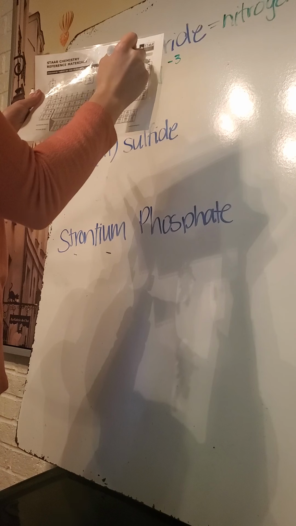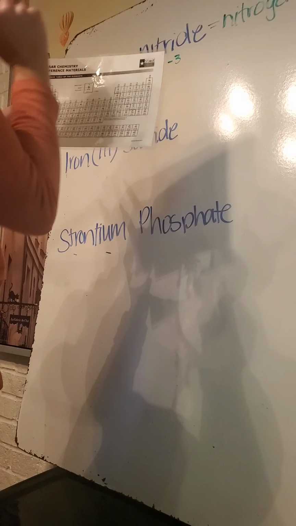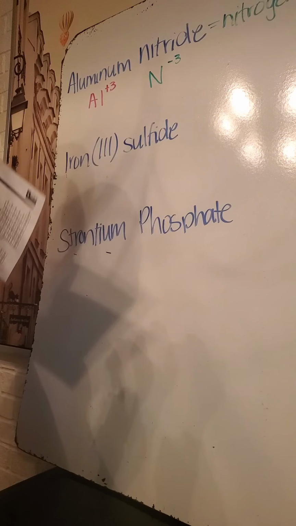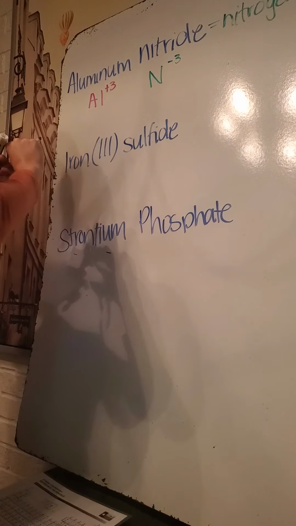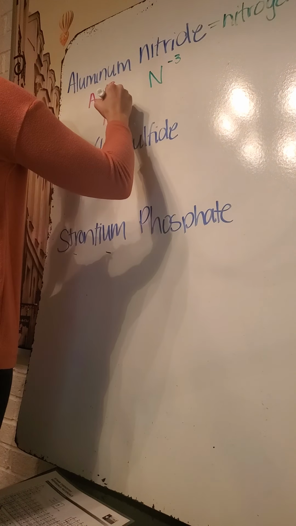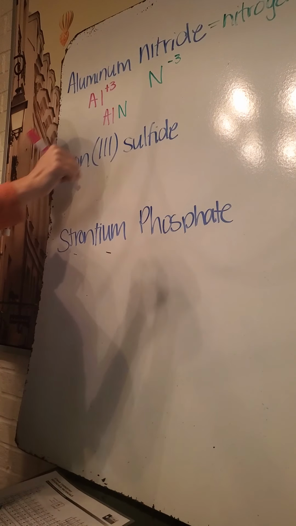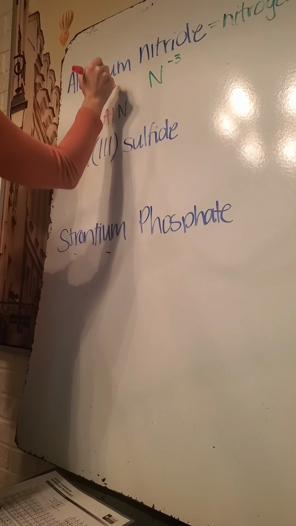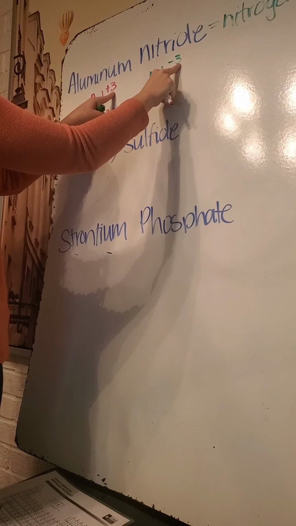Because here is our group 18. They have the full shell, so nitrogen needs 1, 2, 3 electrons to have that full valence shell. So now we're going to bring our chemical symbols down. We got aluminum, and we're going to put it right next to nitrogen. Generally what we do is we take the charge from nitrogen and the charge from aluminum, and we figure out how many we need to balance these out.